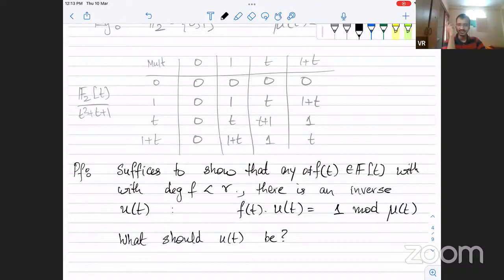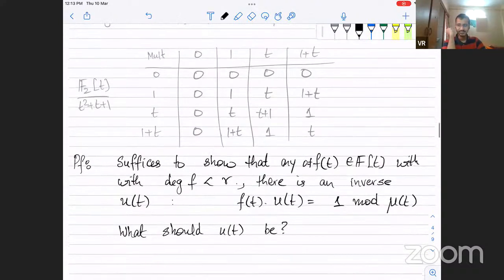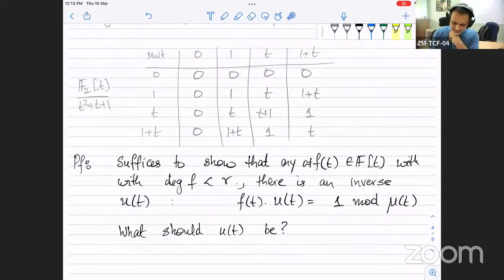Use this GCD algorithm. Okay. So basically, it seems like this u of t must be one of this extended Euclid stuff, because I know that uf plus vg is equal to the GCD. We need to now figure out what is this g that we are supposed to use.